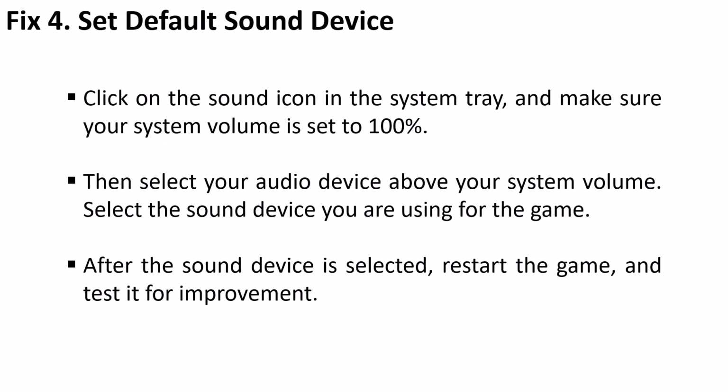Fix 4. Set default sound device. So click on sound icon in the system tray and make sure your system volume is set to 100%. Then select your audio device above your system volume. Select the sound device you are using for the game. After the sound device is selected, restart the game and then test it for the improvement.